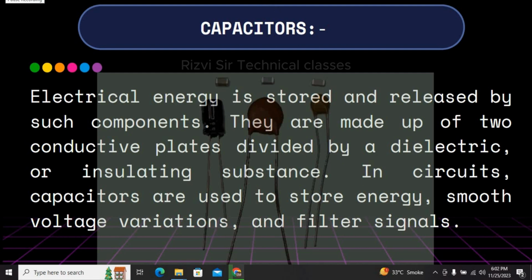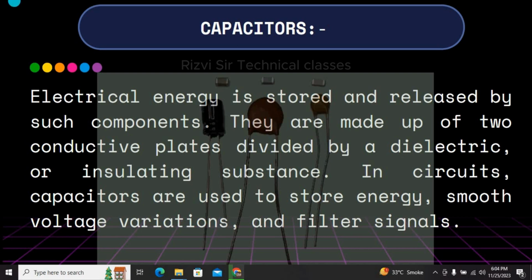What is a capacitor? A capacitor is an electronic component that stores and releases electrical energy in a circuit. It consists of two conductive plates separated by insulating material that's called dielectric. Capacitors store energy in an electric field and are commonly used in circuits for filtering, timing, smoothing power supplies and blocking DC while allowing AC signals to pass.